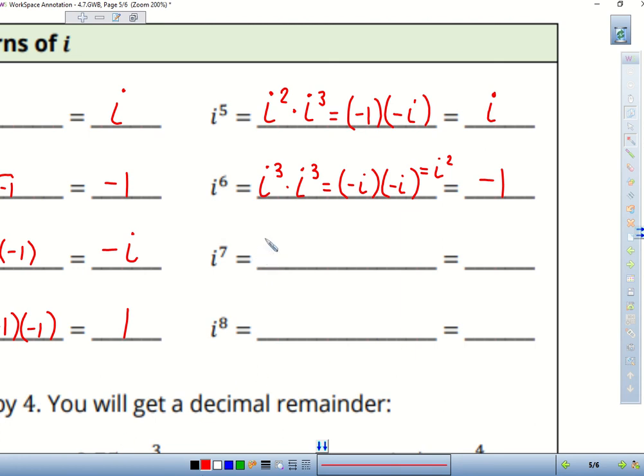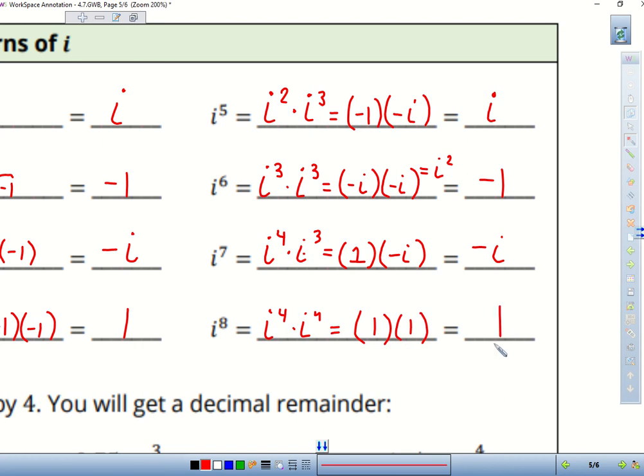How could we rewrite i to the seventh? i to the fourth times i to the third. Good. What is i to the fourth according to the chart? 1. Yep. And then what is i to the third? Negative i. What's 1 times negative i? Negative i. Look, it repeats itself again. And then lastly, i to the eighth is i to the fourth times i to the fourth, right? i to the fourth is 1, so 1 times 1, which is 1. So you're starting to see how the pattern repeats?